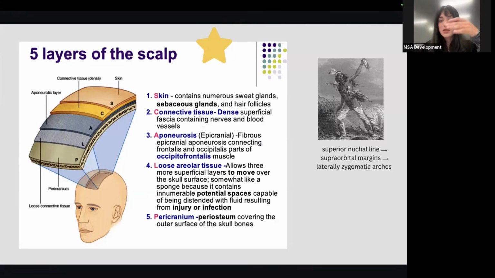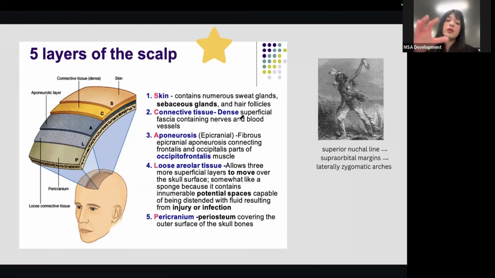So the scalp is basically the structures from the superior nuchal line. So where's the superior nuchal line? It's at the back, on the occipital bone, to the supraorbital margin, so above the orbit. So from here to the back, and then laterally towards the zygomatic arches. So it's like this area. And the layers of the scalp: we have skin, connective tissue, aponeurosis, loose areolar tissue, and pericranium.